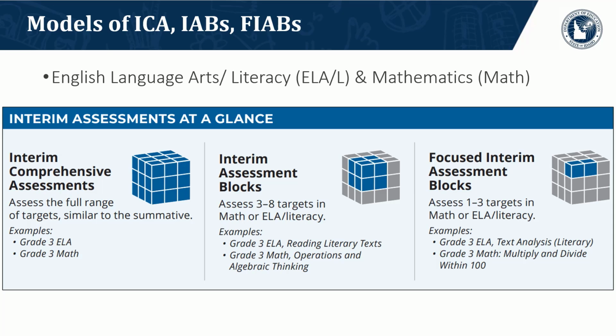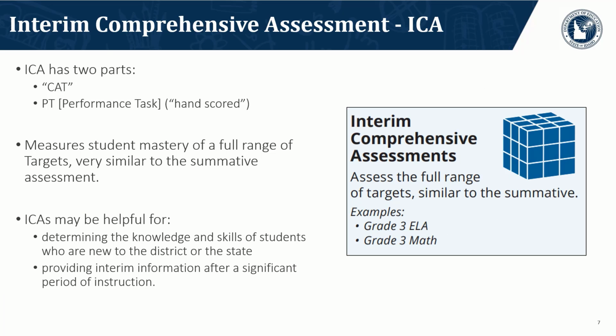As you can see, the Interim Comprehensive Assessment, or ICA, assesses the full range of targets, similar to the summative. The Interim Assessment Blocks, or IAB, assess a smaller portion of targets. They assess around 3 to 8 targets. The Focused Interim Assessment Blocks, or FIAB, assess an even smaller slice of targets at around 1 to 3 targets. Okay, let's talk about these in more detail.